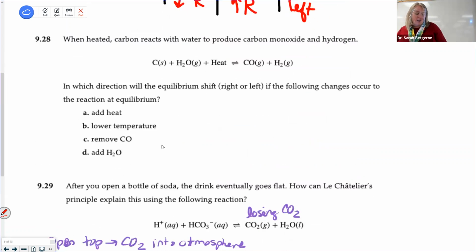Okay, all right, so y'all do 9.28, and then I'll just write the answer because I think y'all know how to do it by now. So y'all do it real quick, and then I will give you the answers.